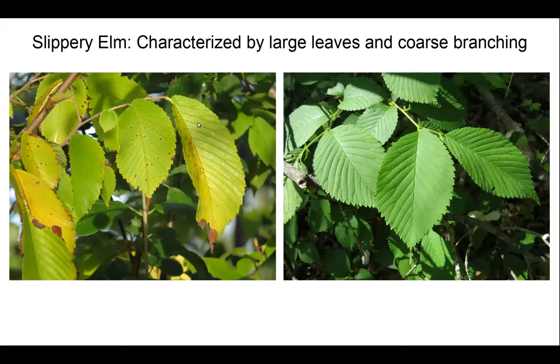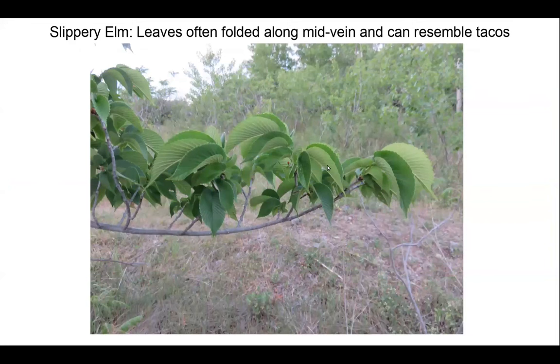And again, these leaves are rather large for an elm, much larger than a typical American elm leaf in both cases here. Again, note the forking veins at the edges. So again, I mentioned that the leaves often fold. One of the comments we have casually is that they remind us of tacos. They look almost like a hard shell taco sometimes.